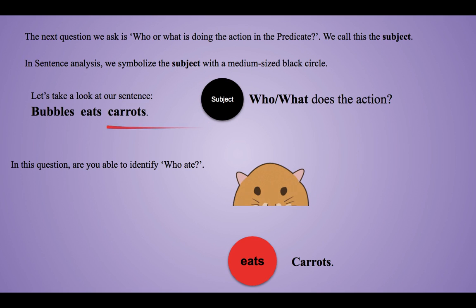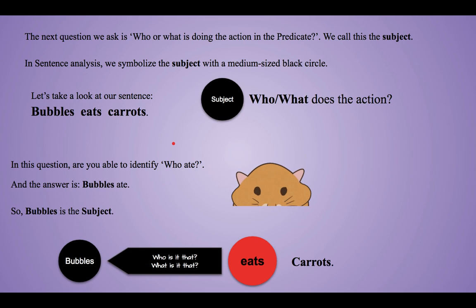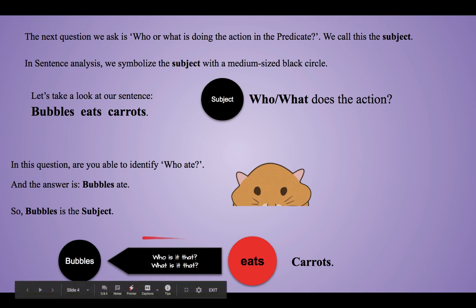Let's take a look at our sentence again. Bubbles eats carrots. In this question, are you able to identify who ate or who is doing the eating? That's right. The answer is Bubbles. Bubbles ate. So Bubbles is the subject of the sentence. Notice here we use this little arrow, and that just tells us who is it that's doing the action, or what is it that's doing the action. That's Bubbles. Notice that it points towards the subject.